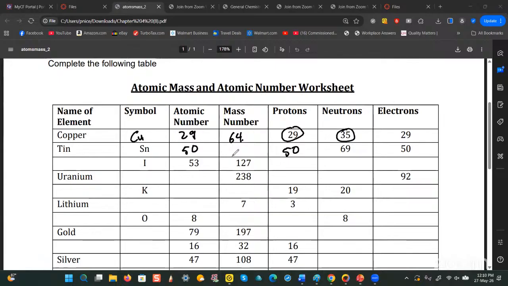Okay, let me hear what you have to say about the third line. What would I write here? Iodine, or iodine, not sure what the correct pronunciation is. Okay, what goes here?